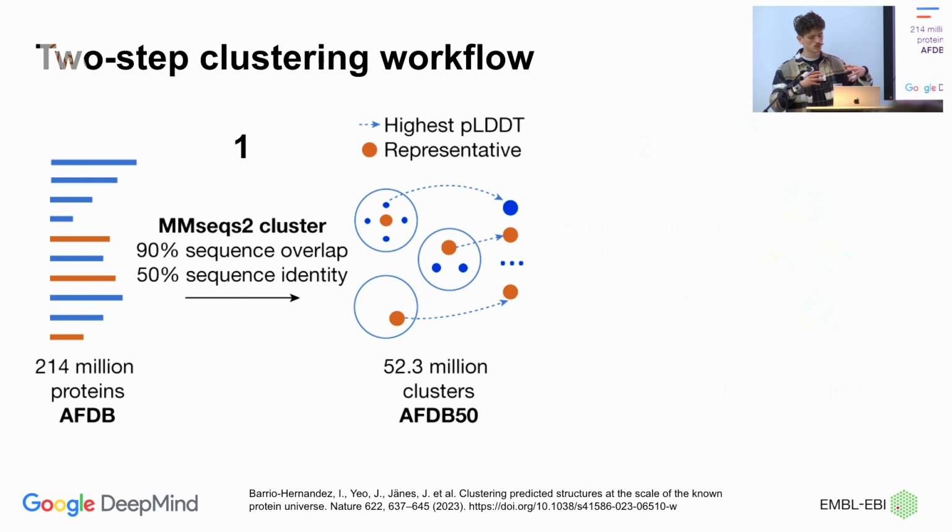What the Steininger group did is they took 214 million proteins from the database, and they applied the MMseqs2 tool. In other words, they're clustering purely on sequence. There are no structures involved yet. The clustering criteria that they used is a minimum of 50% sequence identity and 90% sequence overlap. And in doing so, you create 52.3 million clusters. And so how do we display this information?